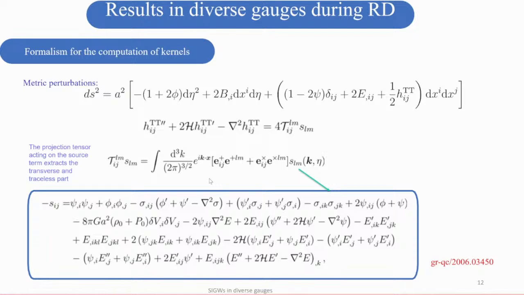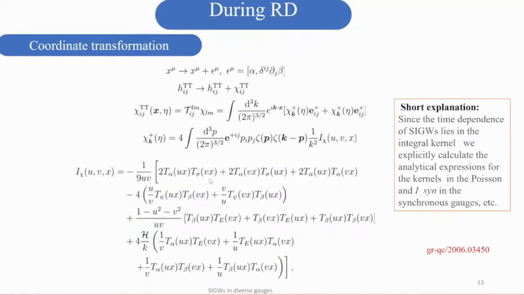This source is a very long expression. Here we used the coordinate transformation to find the kernel function. Basically, the main goal is to find the kernel function to address the energy density of scalar-induced gravitational waves. Here are some basic formulas. We use the coordinate transformation to find this kernel function I chi.